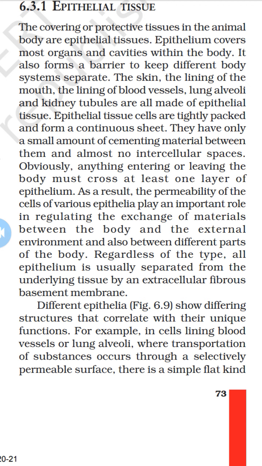Epithelial tissue covers most of the organs, like the skin, the lining of the mouth, the lining of blood vessels, lung alveoli, as well as kidney tubules. They are all made of epithelial tissues. They have only a small amount of cementing material between them and almost no intercellular spaces.